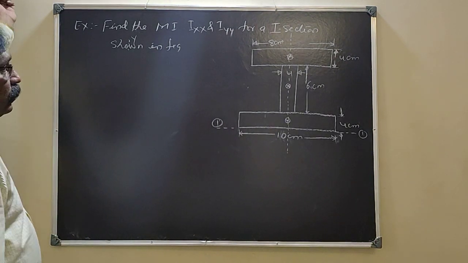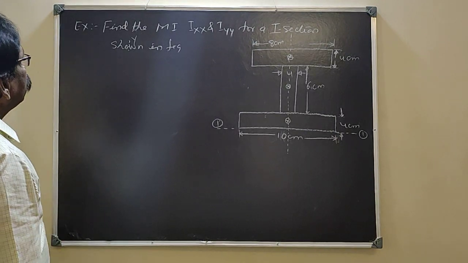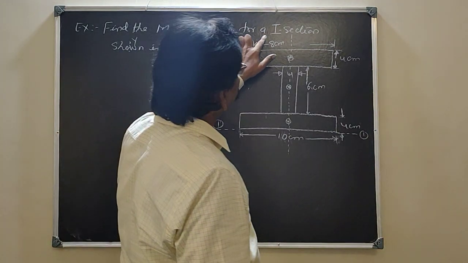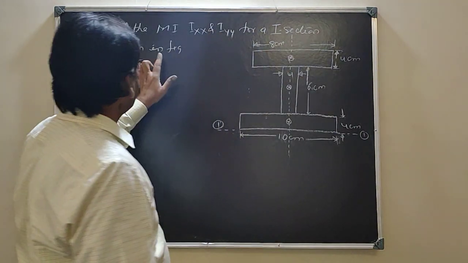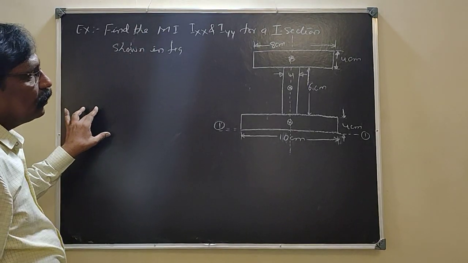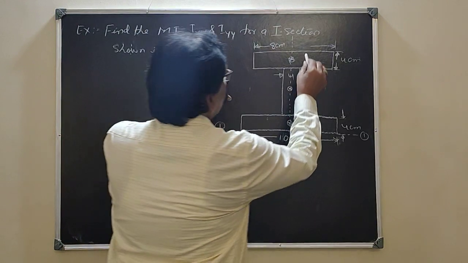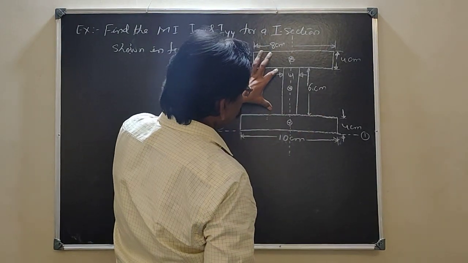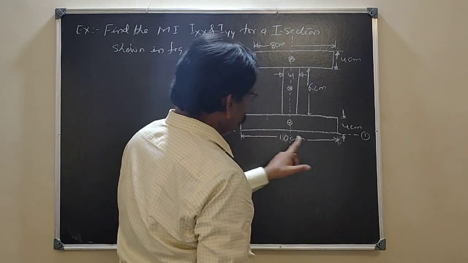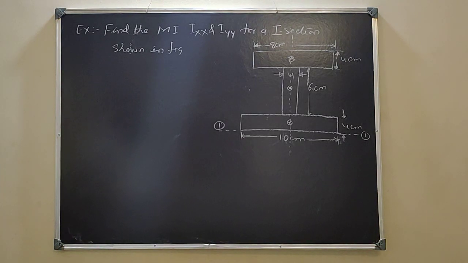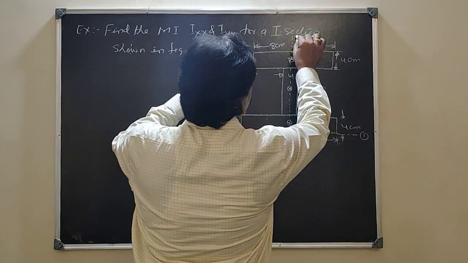So, another problem on moment of inertia. Find the moment of inertia Ixx and Iyy for an I section which is shown in the figure. Now this is one rectangle 8 cm by 4 cm, the second one 6 cm by 4 cm, and another one is 10 cm by 4 cm. Again, if you keenly observe this figure, it is symmetrical about the y axis.